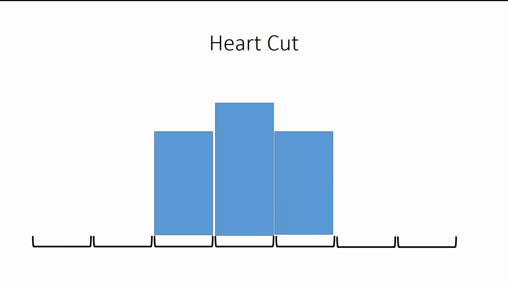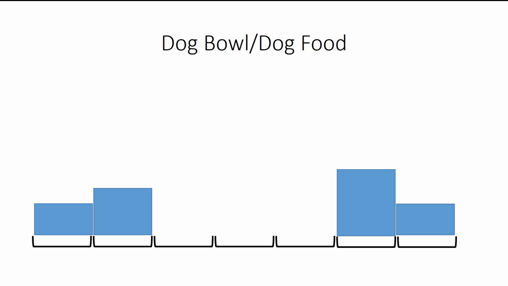Heart cut, we see this where we get a sharp drop off. That is any time that you get some sort of filtering. So this is if a product has already been sorted and everything above and below a certain measure has already been thrown away. And the opposite of that is called a dog bowl or dog food, where the center has been cut out of it.